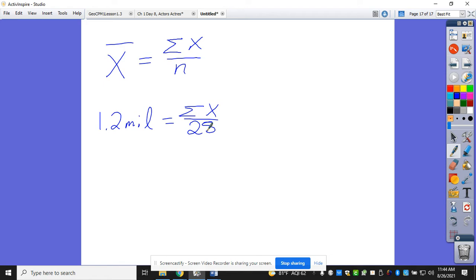Could you, if you only knew the median, could you do this? No, it does not work that way with median. So basically you can't undo it with median because it's not distributed equally among the different ones.